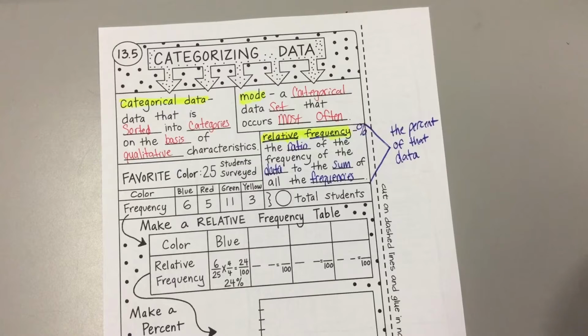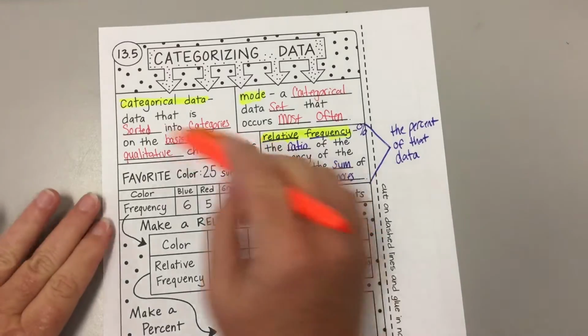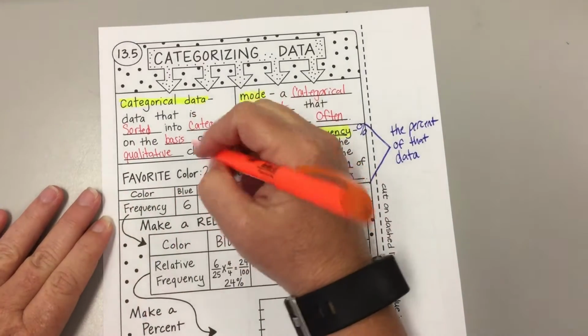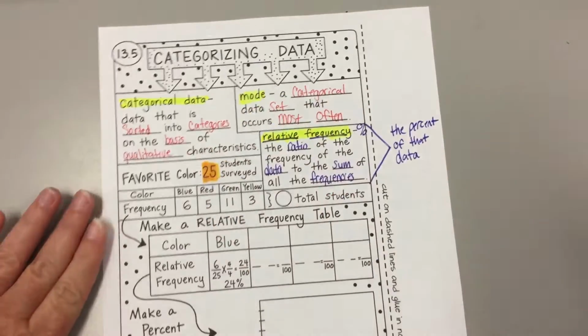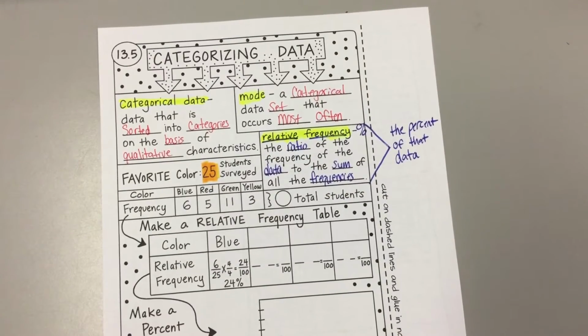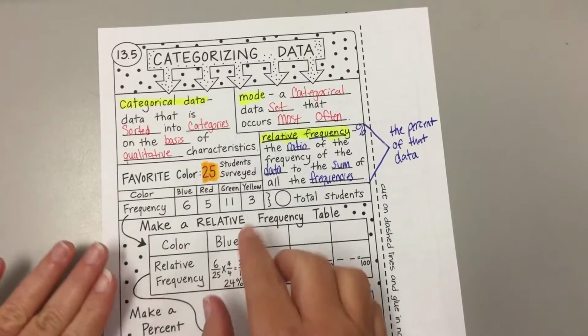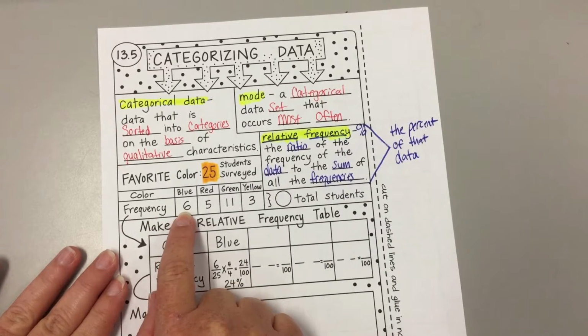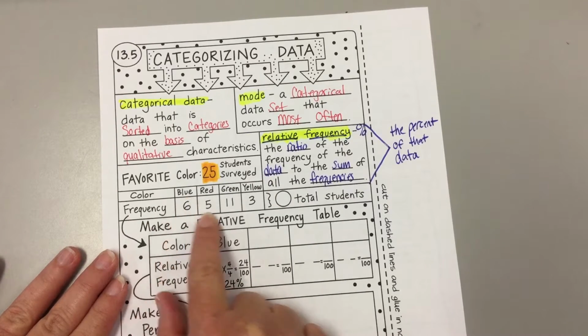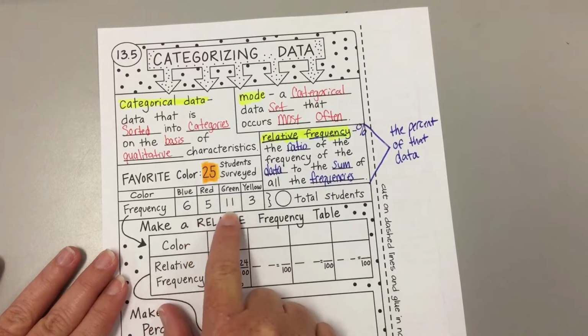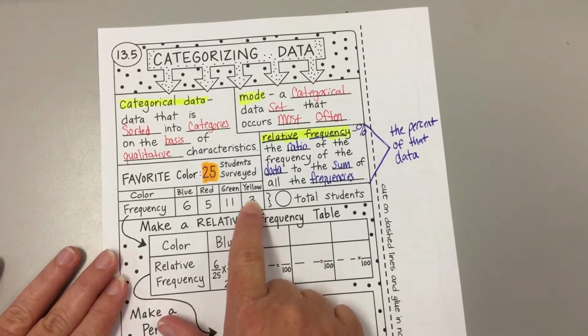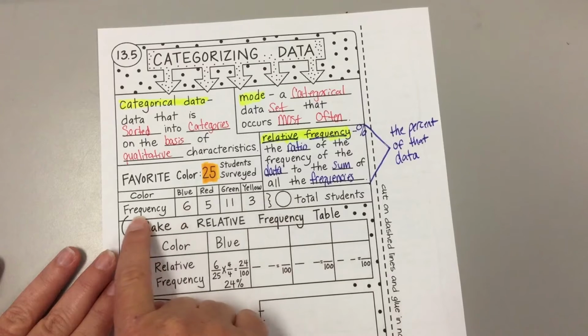All right, so let's get into what that all means, because y'all look like you have no idea what I'm talking about. So here's my example. It says my favorite color. We had 25 students that we surveyed. So what was the total number? 25. When I did my survey, I found that 6 people liked blue, 5 people liked red, 11 people liked green, and 3 people liked yellow. That is my frequency.